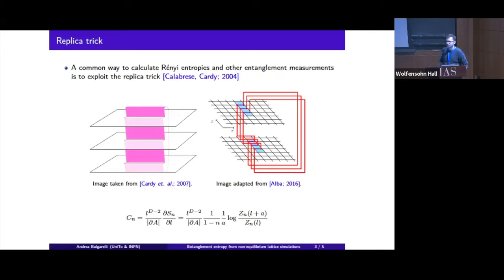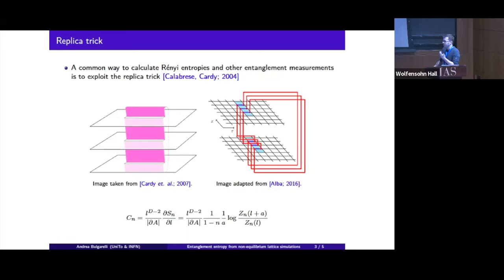The basic idea is the following. We consider the space-time where the fields live. In this example, I'm showing you a 1+1 dimensional space-time so that the subsystem for which I want to calculate the entanglement is just a line. So I'm cutting away this line from the system, introducing some replicas of this cut system, and then gluing together the edges of this cut so that I'm essentially considering a Riemann surface. And this very construction can be made on the lattice as well.